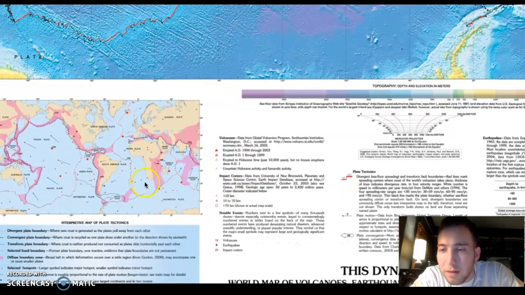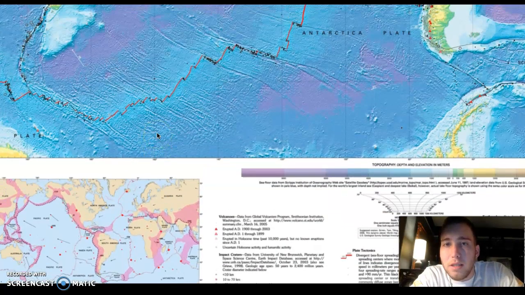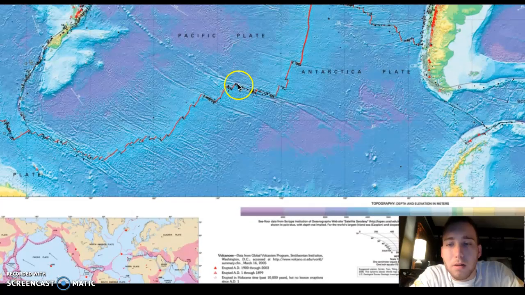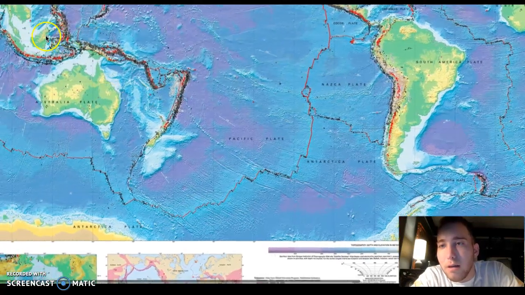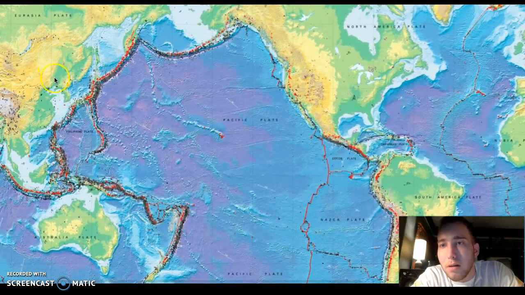The next one is convergent plate boundaries. This is where crust is recycled as one plate dives under another in the direction shown. So these will be right here. It rubs up against the convergent plates. They're all around here by the Pacific plate. And then if you go over here, there's a lot right here by Eurasia. You got the Philippines plate right here, and Australia. There's so many over here.